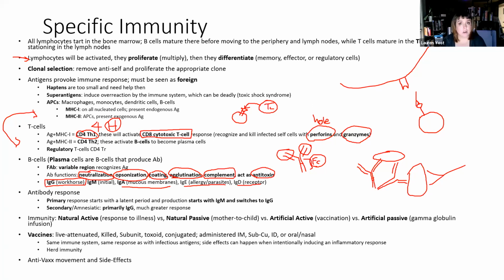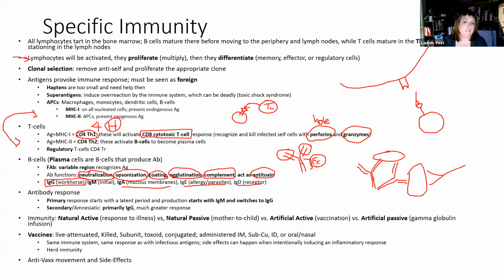So primary response, we've got that latent period of the activating, the proliferating, the differentiating. Then that T helper cell will go find the B cell, and it will be activated, and it will proliferate, and it will differentiate. And then we will start making IgM, because that's what we make first, but it's not as good as the IgG. So then we have to rely on IgG to start coming out, and that'll be towards the end of the infection, so we can clear the infection. So that's your primary response.